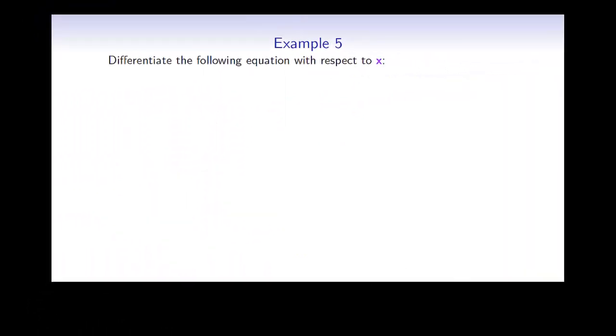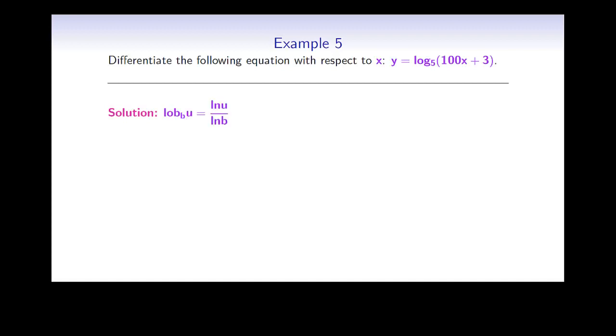Knowing the derivative of the natural log function can help us to find the derivative of the log with an arbitrary base. Here's the example to see this. Differentiate the following equation with respect to x. y is equal to the log base 5 of 100x plus 3. Here's the solution. The change of base formula tells us that the log base b of u is equal to the natural log of u over the natural log of b.